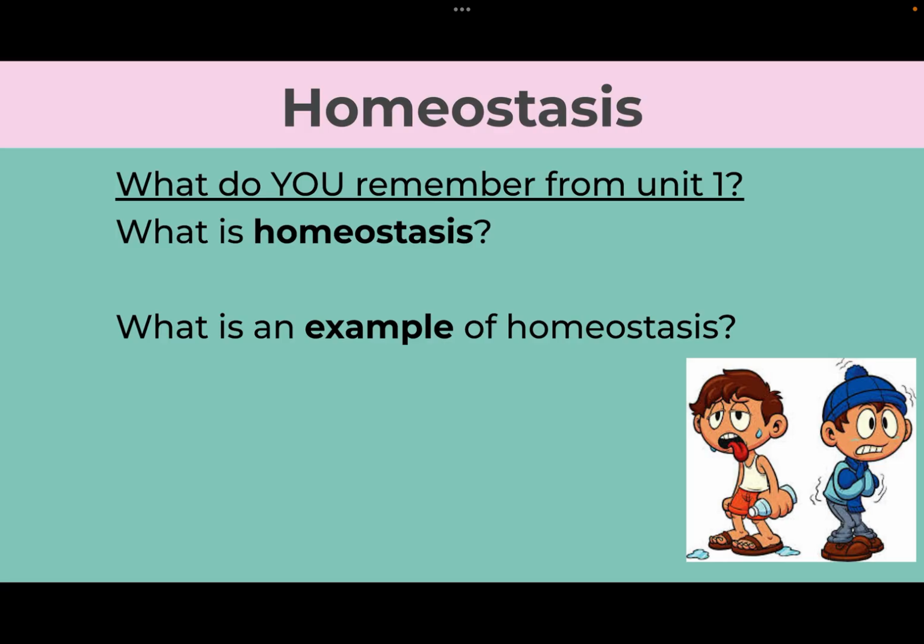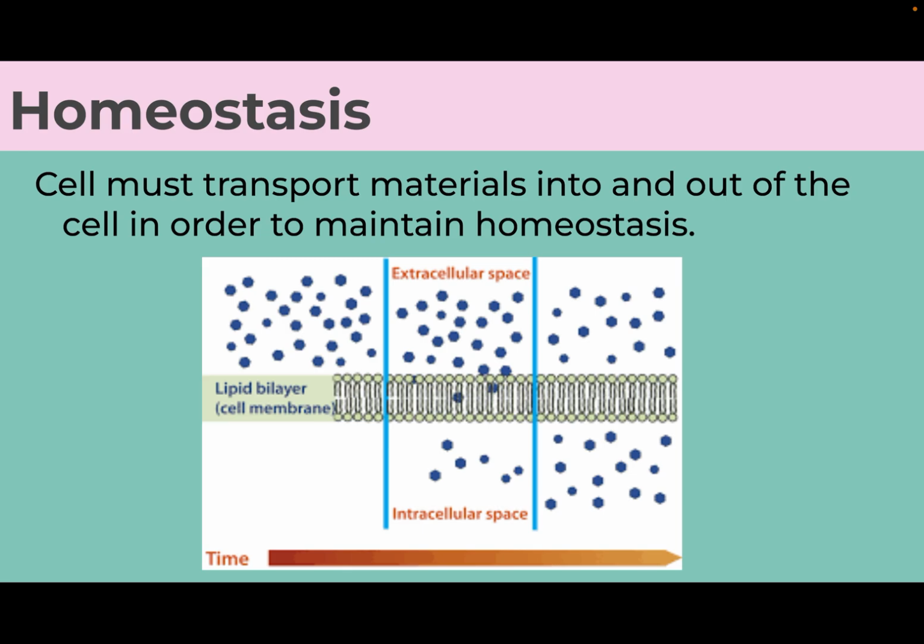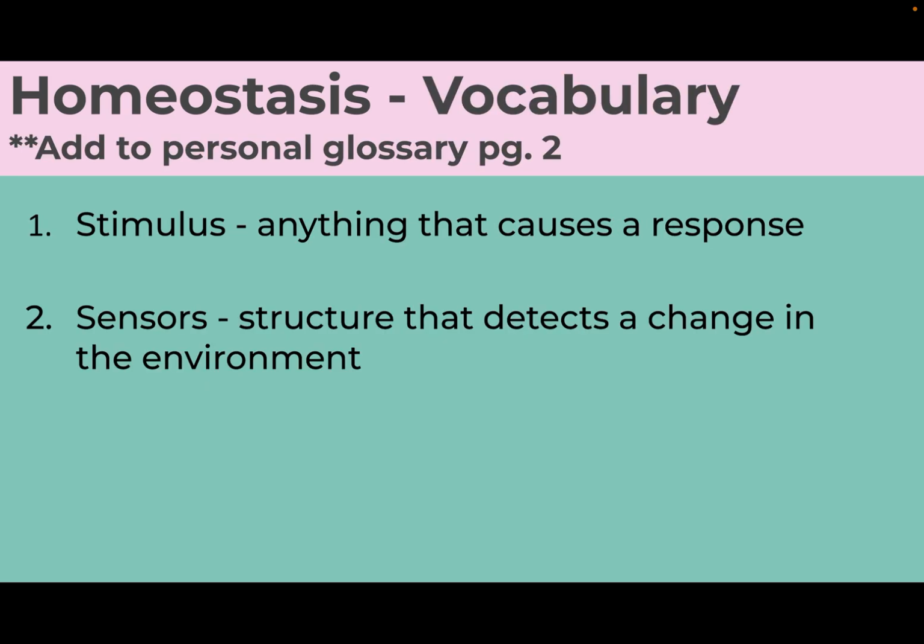At the top of your notes, it says that cells must transport materials into and out of the cell in order to maintain homeostasis. This is going to be the precursor to our cell transport notes that we'll be going over in the next couple of weeks. So some vocabulary that you're going to need, add this to your personal glossary, page 2. This will make sense once we go over the pictures.